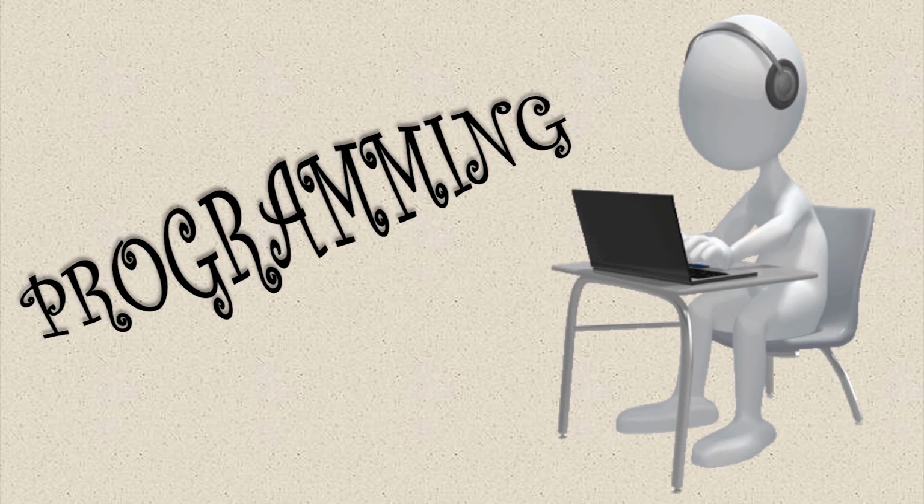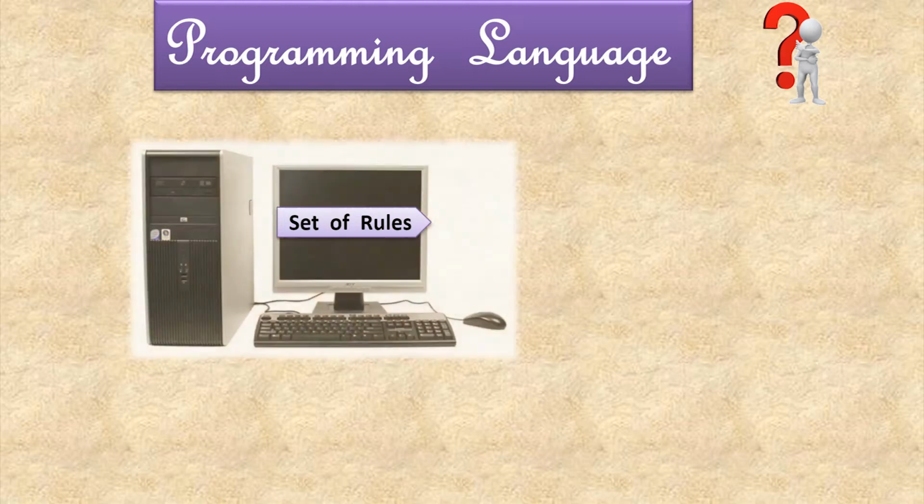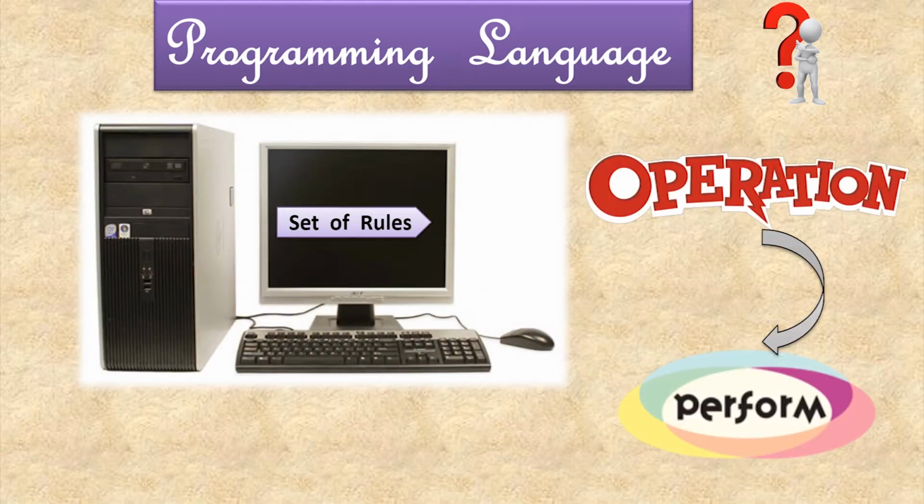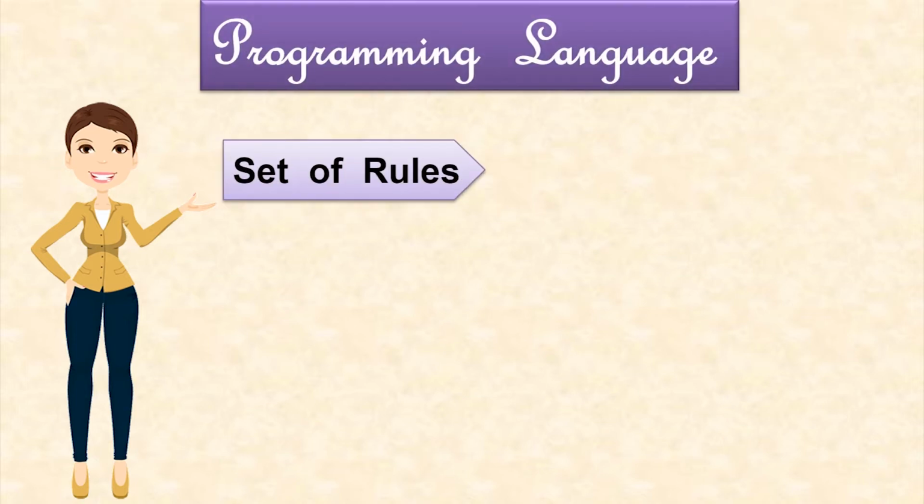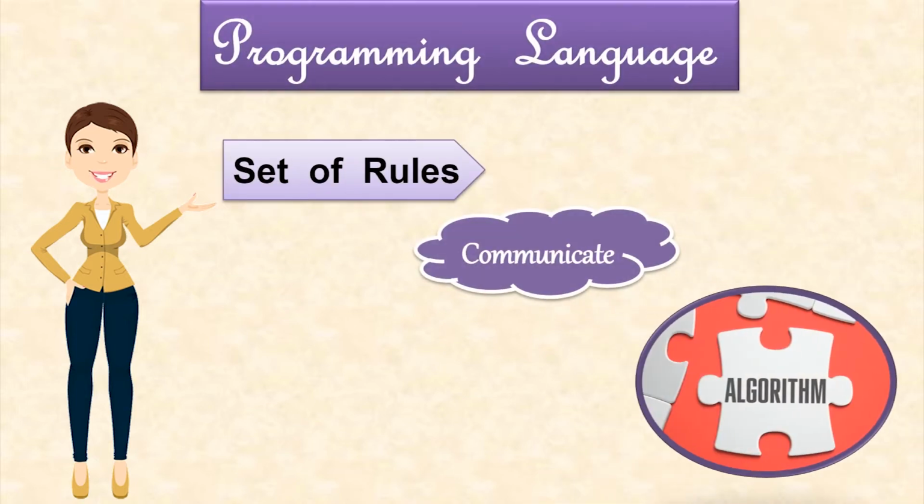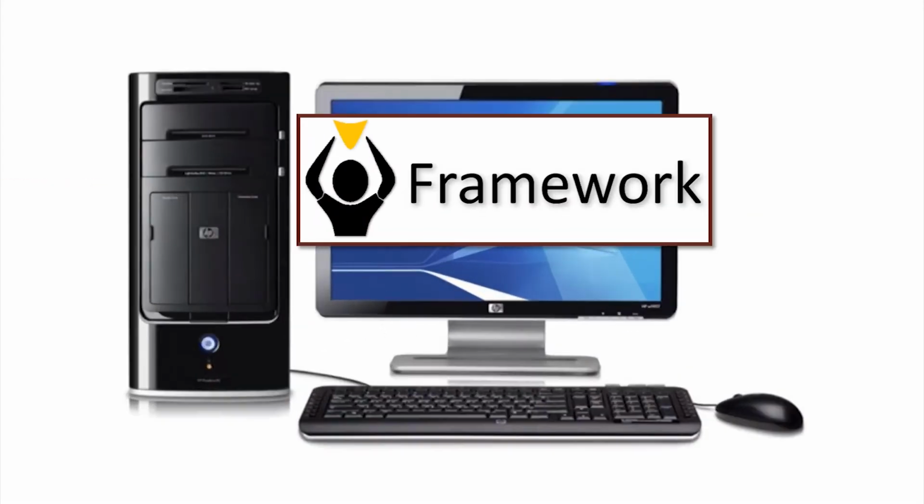Today we're going to learn about programming. So let's start by finding out what a programming language is. This is a set of rules that provides a way of telling a computer what operations to perform, or we can say that a programming language is a set of rules for communicating an algorithm, which provides a framework for computations with the help of a computer.